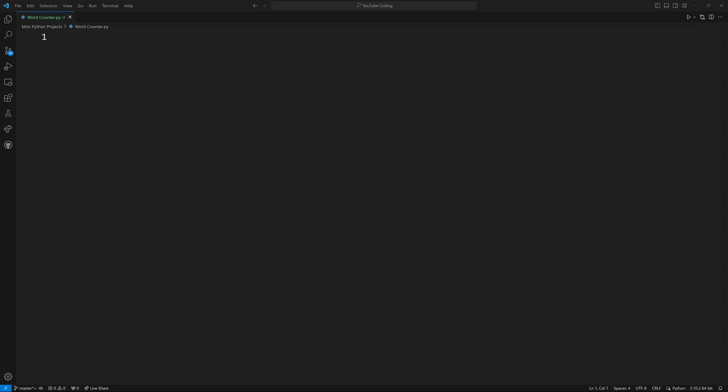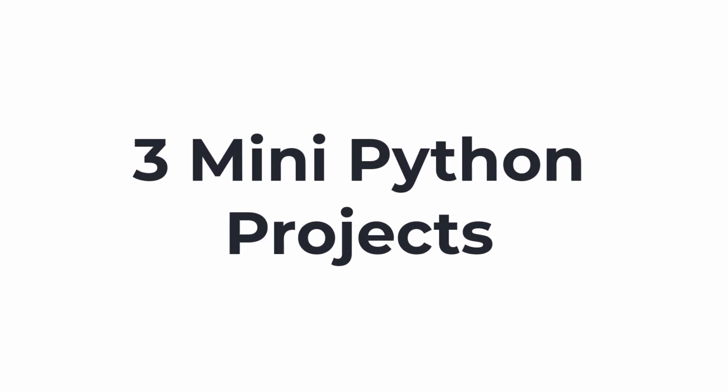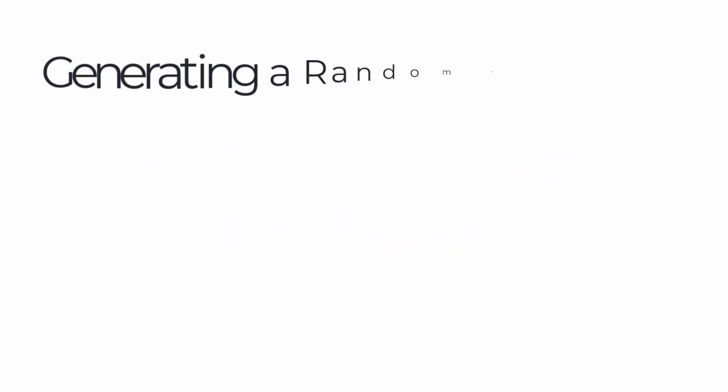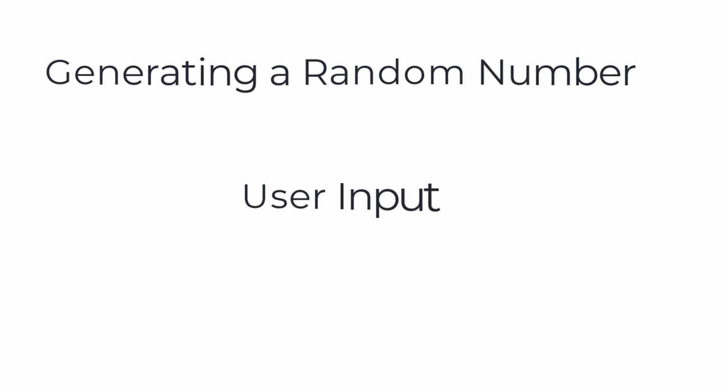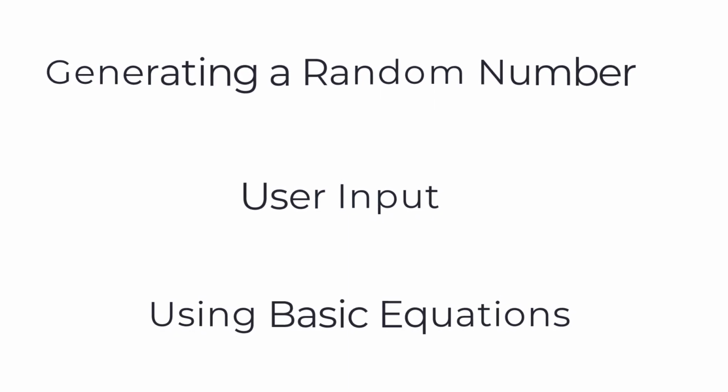In this video we're going to be discussing three very simple to learn, beginner friendly mini Python projects. These three projects are going to teach you three simple things: generating a random number, user input, and creating basic equations in Python. We're going to be creating three projects.